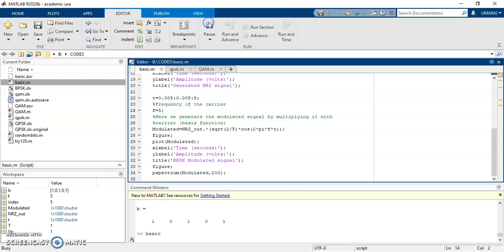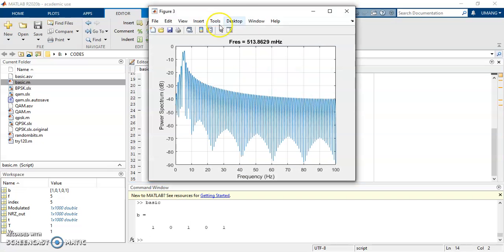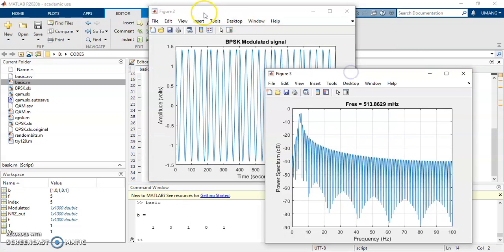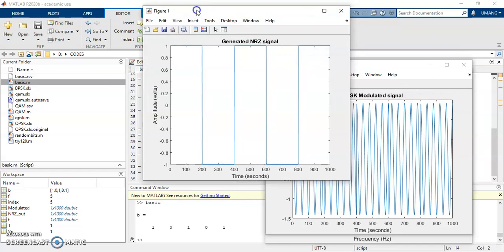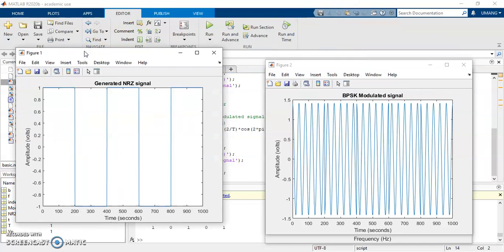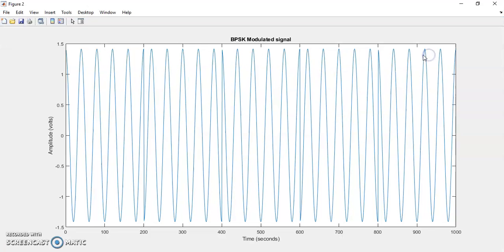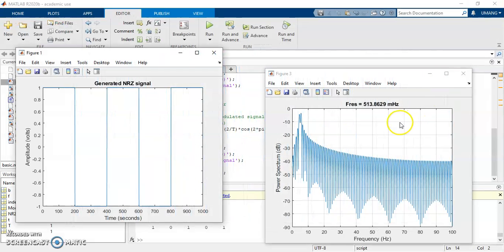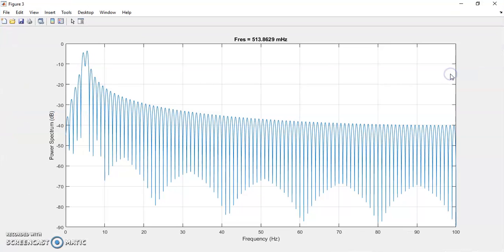Now by running this code, as we can see over here, this is the input of our signal, that is NRZ signal, 1 0 1 0 1, and this is the output of the signal. As you can see, the phase is changing from 0 to 180 degrees. And this is the power spectrum of the BPSK signal.